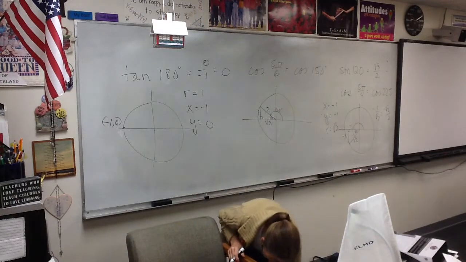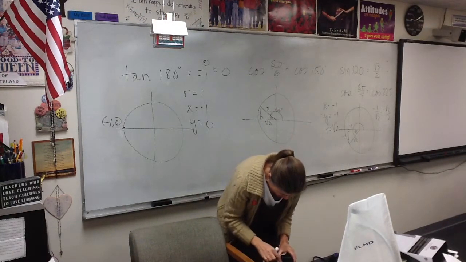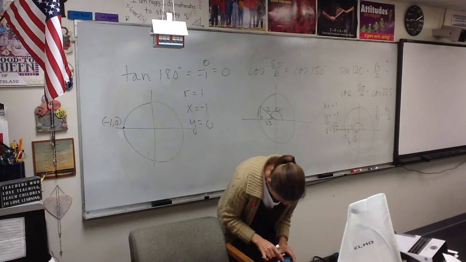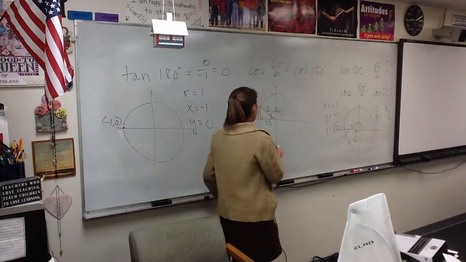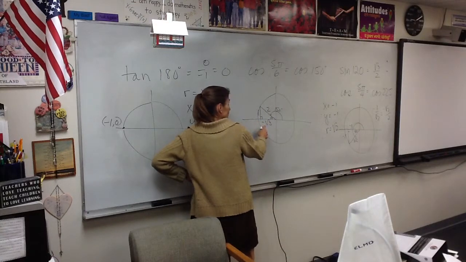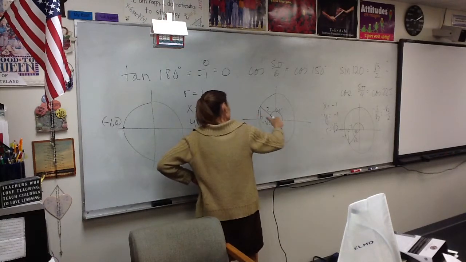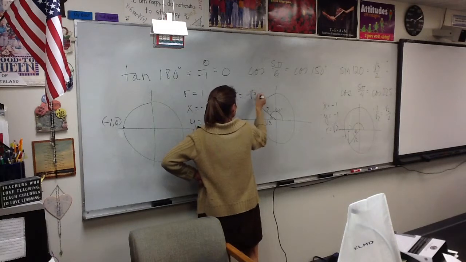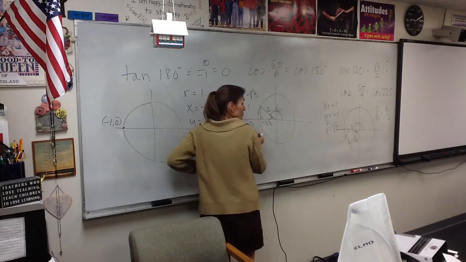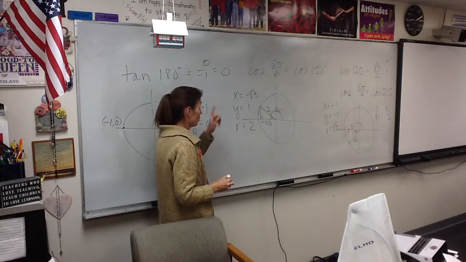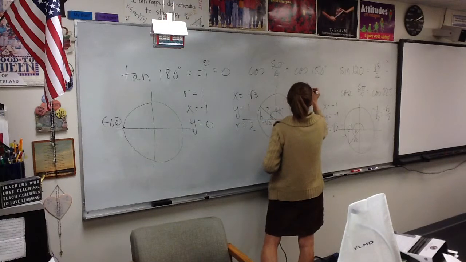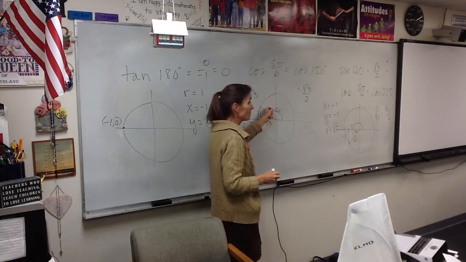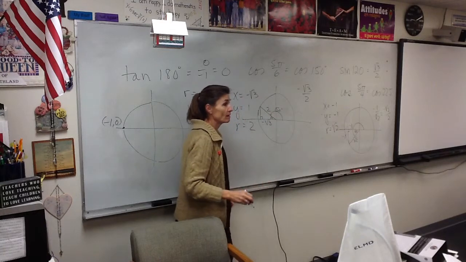Anything negative? Negative root 3. Okay, only one thing is negative. Which one is it? Negative root 3. Why is that negative? Because we're going left, right? So x is negative root 3, y is 1, and r is 2. What's cosine? X over r, so negative root 3 over 2, or adjacent over hypotenuse, if you want to look at your triangle and do it that way.